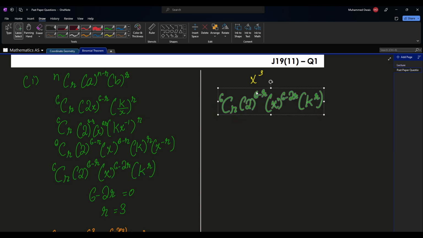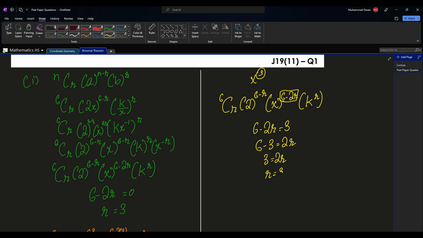Here, let us color it, how about yellow? Alright, now then, it wants the power of x to be 3. So the power of x is right now 6 minus 2r. So what I can do is 6 minus 2r is now equal to 3. So this becomes 6 minus 3 equals 2r. So 3 is equal to 2r and r is equal to 3 over 2.